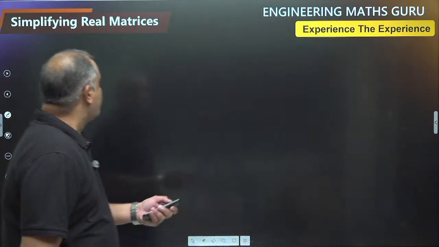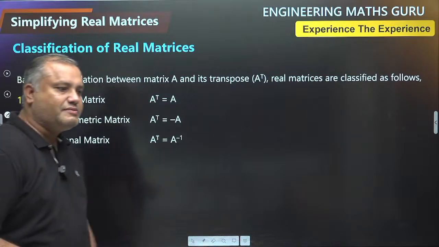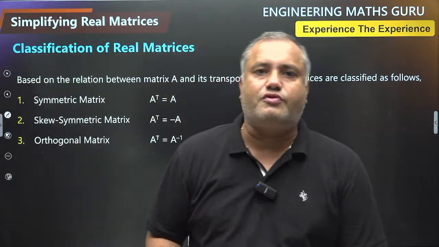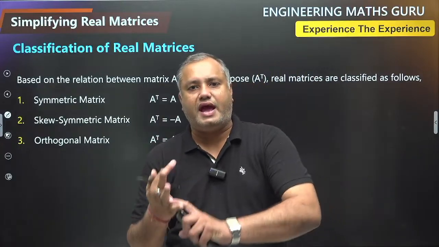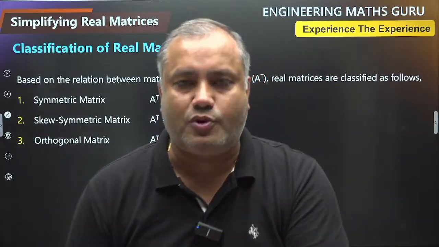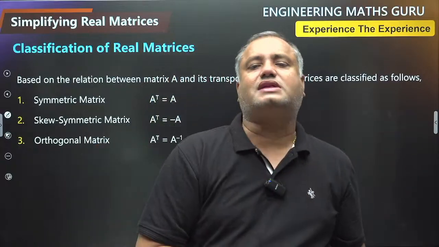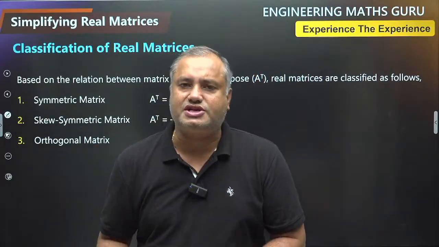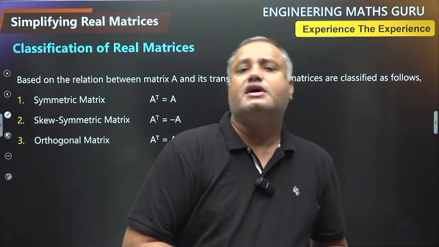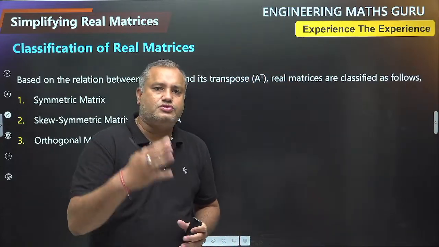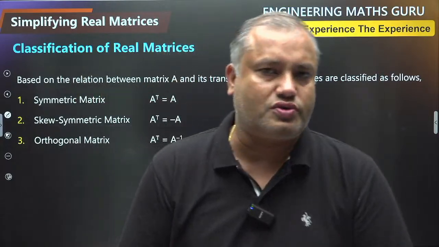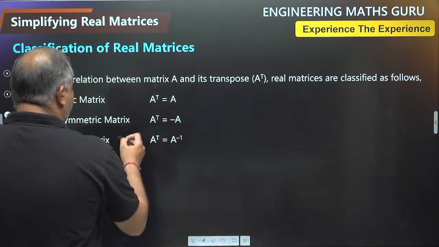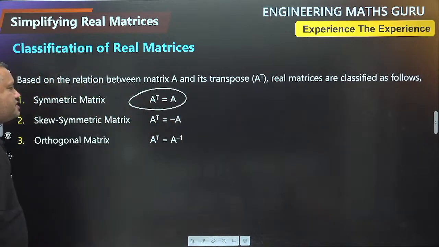Let's proceed. Let us see the classification of real matrix. On what basis are these real matrices classified? How is this matrix A associated with its transpose? How is A transpose related to A? Based on the relationship between A transpose and A, real matrices are classified into 3 types: symmetric matrix, skew symmetric matrix, and of course the orthogonal matrix. For a symmetric matrix, the necessary condition is A transpose equal to A.